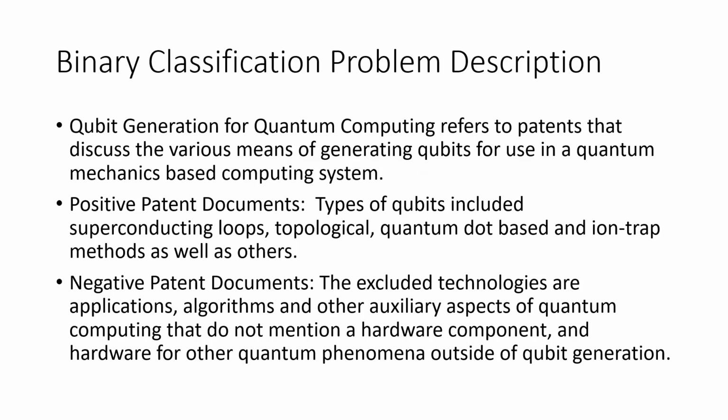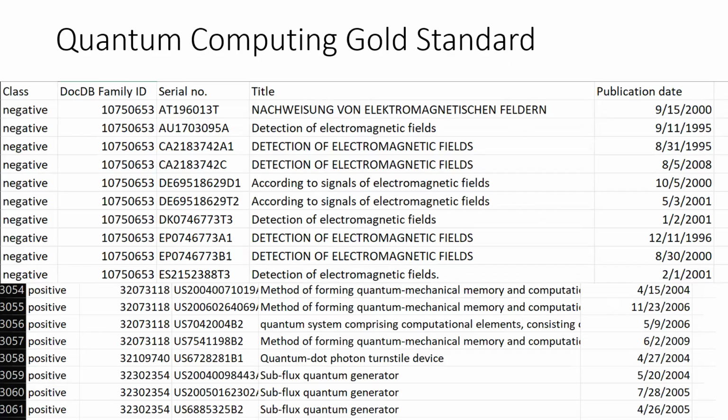For the positive patent documents, its types of qubits included superconducting loops, topological, quantum dot-based, and ion trap methods. For negative patent documents, it'd be anything not related to the above topics in the positive area. So things like applications, algorithms, other auxiliary aspects of quantum computing that don't mention hardware components, and hardware for other quantum phenomena, but not those specific ones I mentioned above related to qubits.